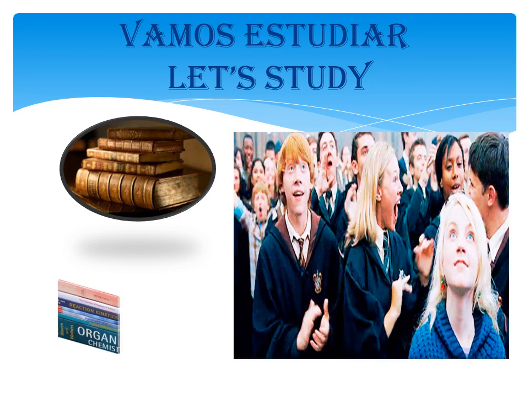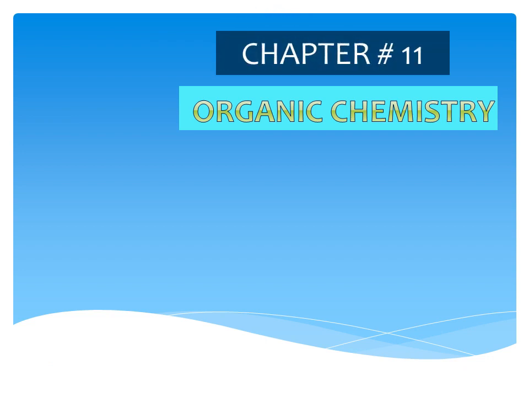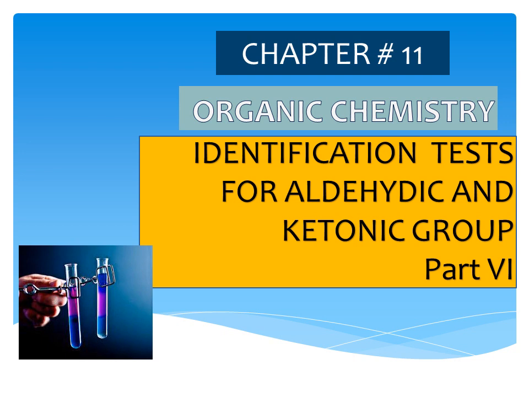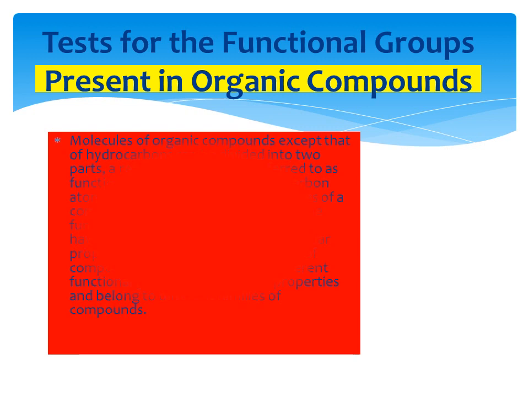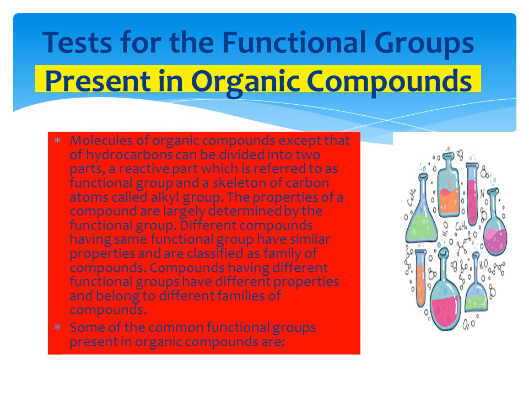Let's study. Today we are going to proceed towards the sixth part of our topic, which is related to identification tests for aldehydes and ketonic groups. As you know, functional groups are those atoms, or groups of atoms, or the presence of double or triple bonds, which give characteristic properties to organic compounds.